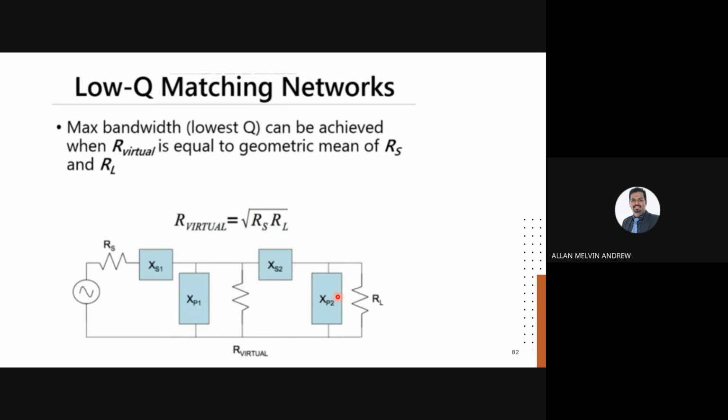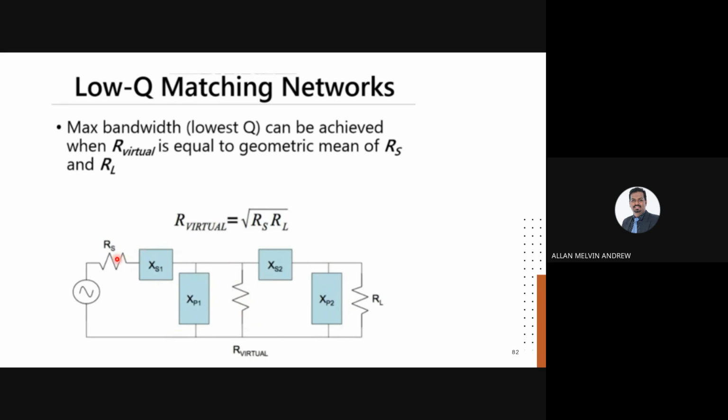For a low quality matching network, the maximum bandwidth, which is the lowest quality, can be achieved when R virtual is equal to the geometric mean of RL and RS. So you want to find the square root of RS times RL. You have RS and you have RL, and you multiply the values. Earlier, let's say 100 times 1000, you get 100,000. Then you take the square root of 100,000, and you get the virtual resistance.